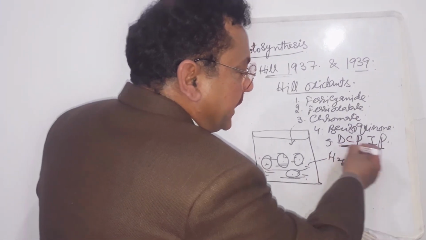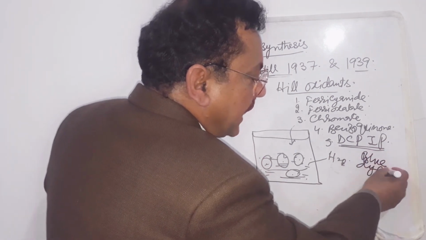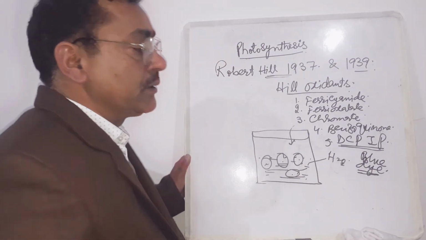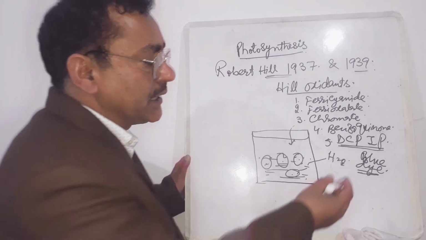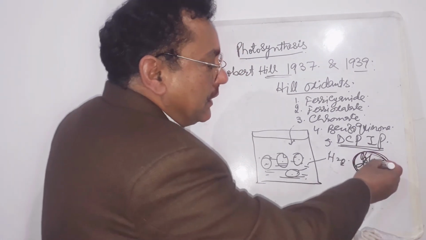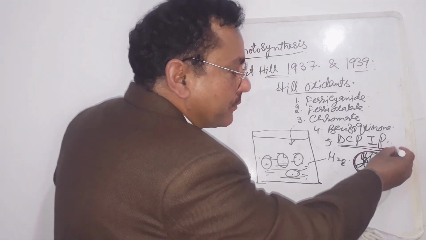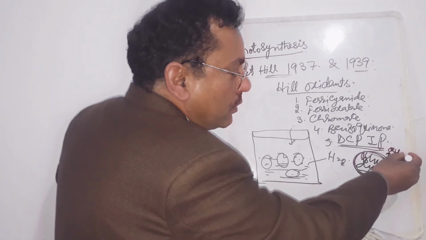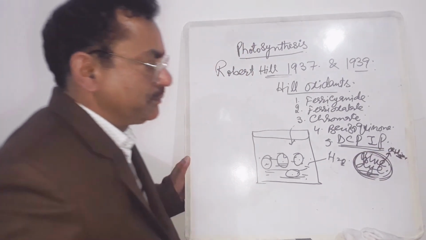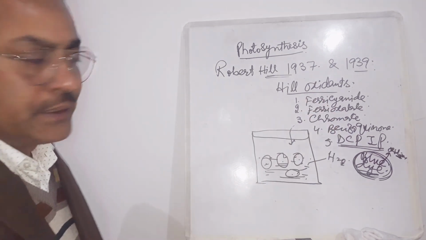Basically this DCP-IP is a blue dye. It is blue in the oxidized state. When it is oxidized, in that oxidized state it is bluish in color. So in the oxidized state it is blue. This is a list of the Hill oxidants.